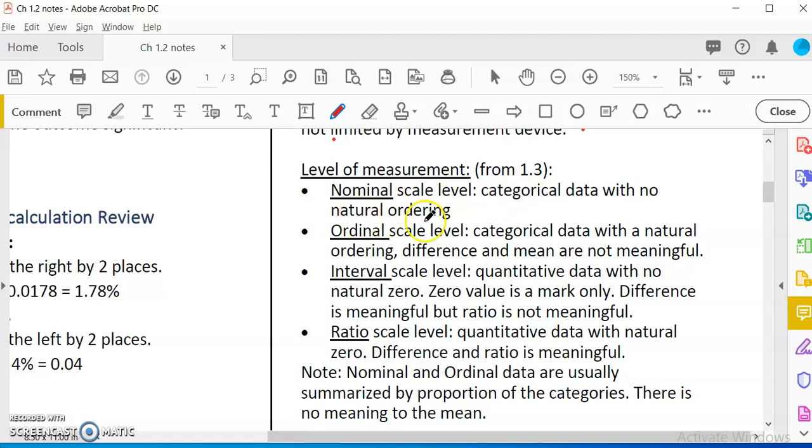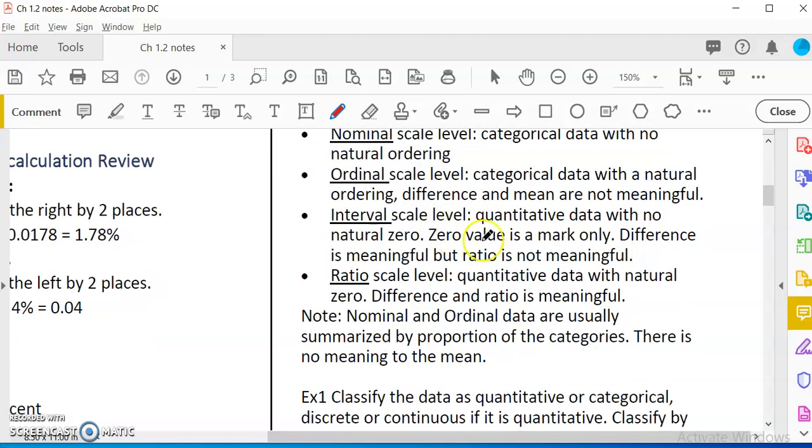There's no natural ordering. Ordinal data are categorical data with natural ordering. So you can order it. For example, small, medium, large, that would be the t-shirt size that someone wears, right? Another would be a rating of a movie, 1 star, 2 star, like that.